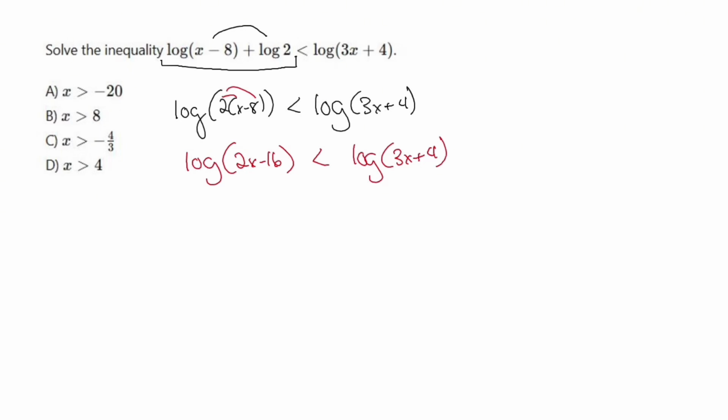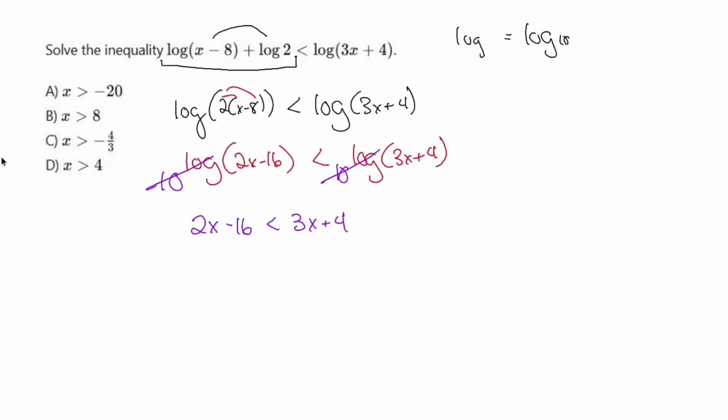Now, a gentle reminder, log is the same as log base 10. I have log of stuff is less than log of stuff. How do I get rid of the logs? You can just cross them out. But why can you just cross them out? Because if I make these both exponents and take 10 to the stuff on both sides, the 10s and the logs cancel each other out because that's log base 10. What you're left with is 2x minus 16 is less than 3x plus 4.